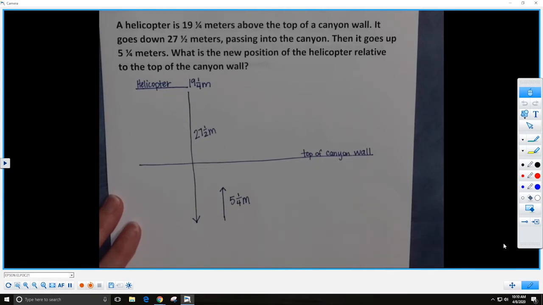How would we then represent that it's rising 5 1/4 meters? Right, again, we could add. So what would our expression look like to represent this problem? Go ahead and write it now.